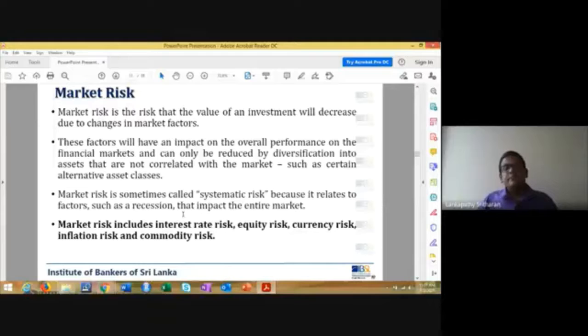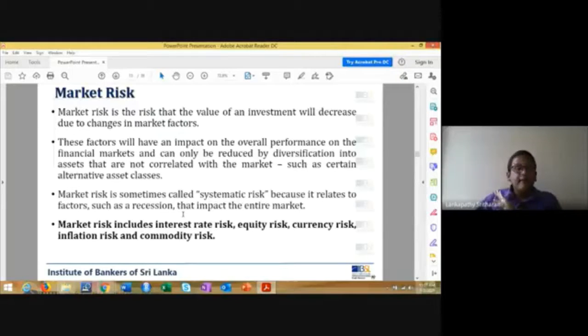Market risk is sometimes called systematic risk, because it relates to factors such as recession that impact the entire market. Actually, market risk is not an individual risk. For example, with loans and advances, credit risk, a particular bank may feel the credit risk, but other banks may not, because their customers are good customers. But a particular bank may concentrate on a particular sector or grant loans and advances to bad customers. Then only that particular bank will have the credit risk, but other banks may not have the risk.